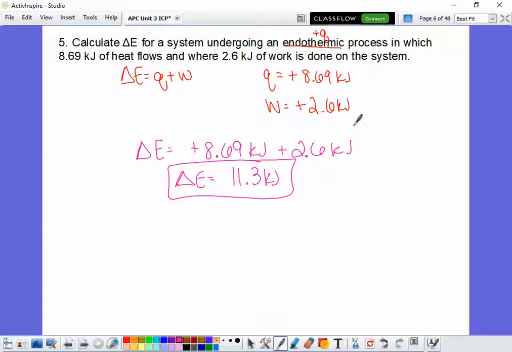But if I had another system where work was negative 5.7 kilojoules, that means this system is doing 5.7 kilojoules of work. This is still greater than the 2.6 kilojoules. So when you're talking about magnitude, just look at the number. Don't look at the sign. The sign just tells us the direction of flow, or what's doing the work. Okay? Let me erase that.